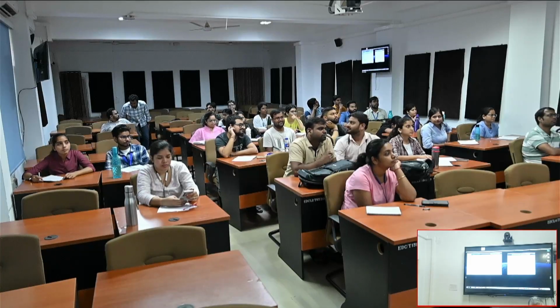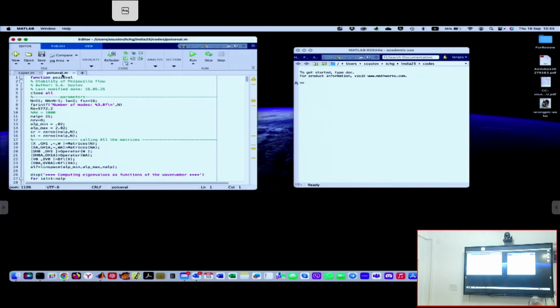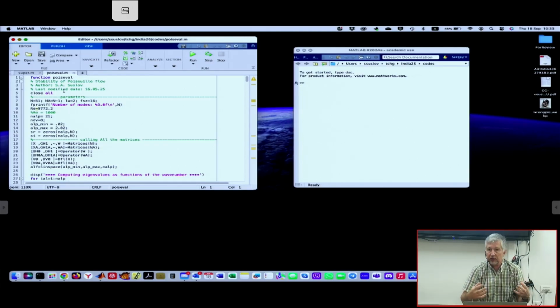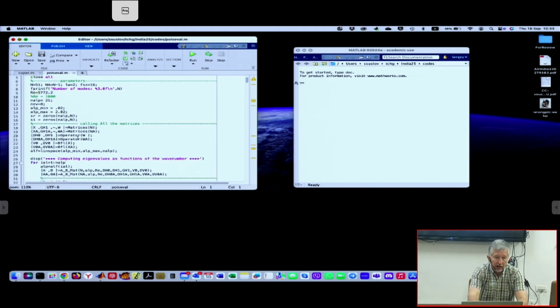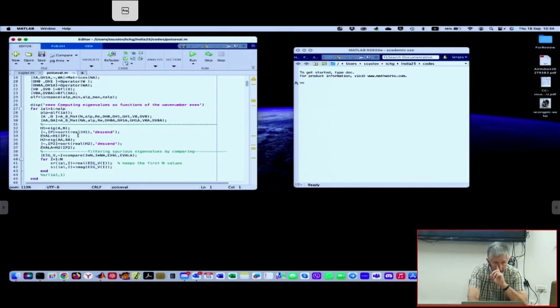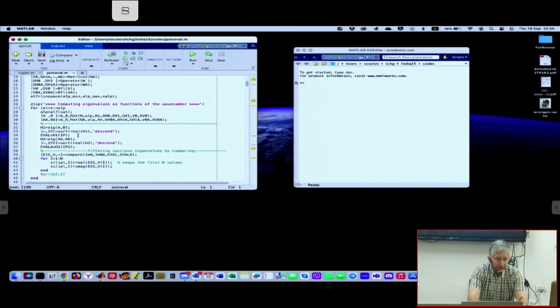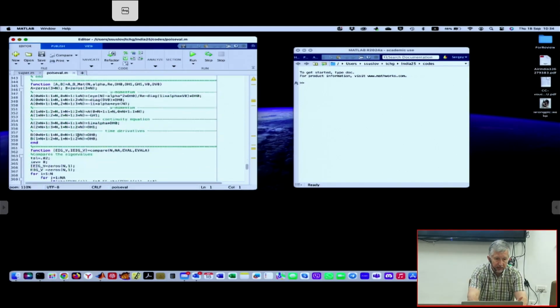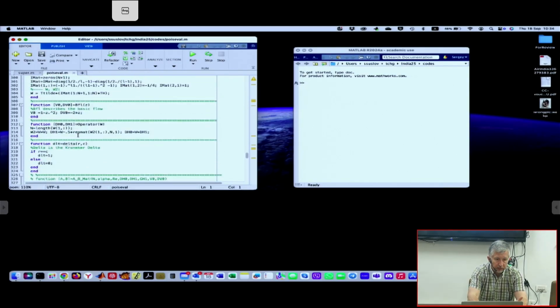So this is the code. That's the name, Poiseuille eval, eval for eigenvalues. I won't discuss it in much detail, but the structure is, first I define the matrices for differentiation. That's what I do here, and then I find the base flow. And the base flow, of course, is defined separately here at the end, which is very simple.